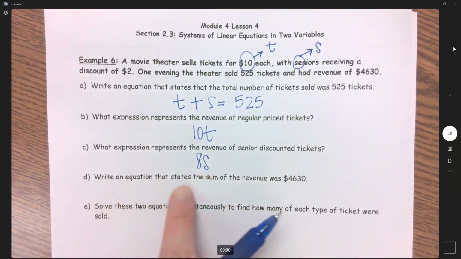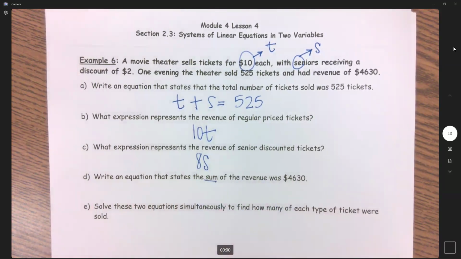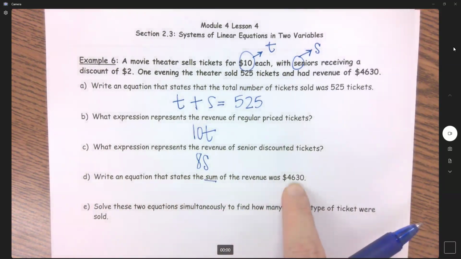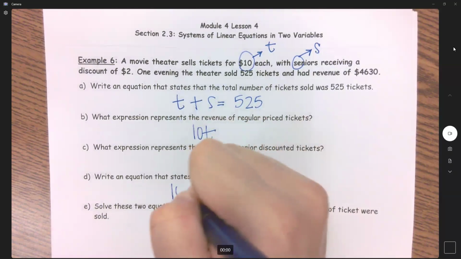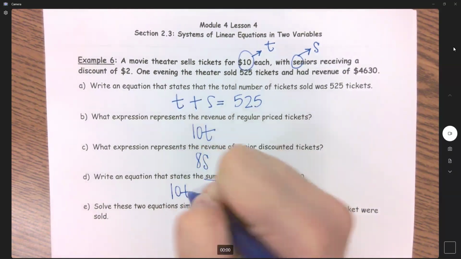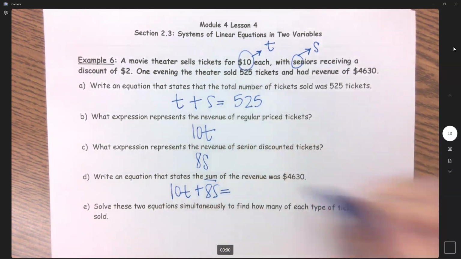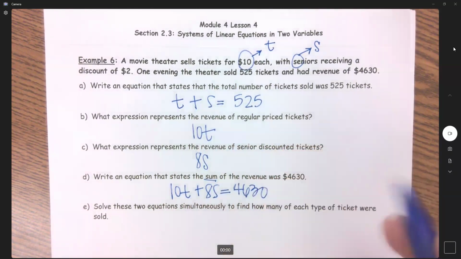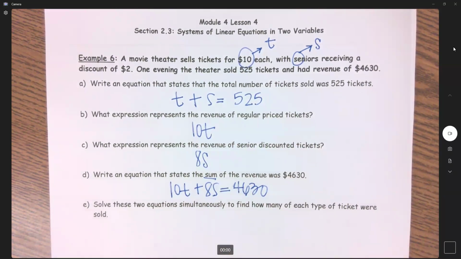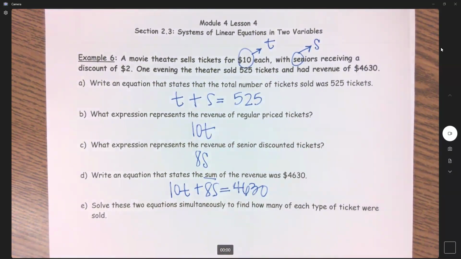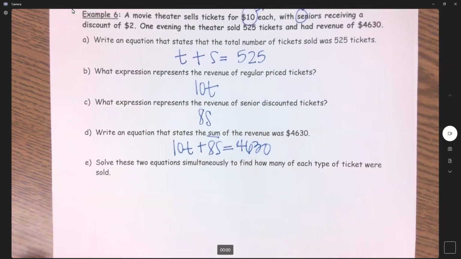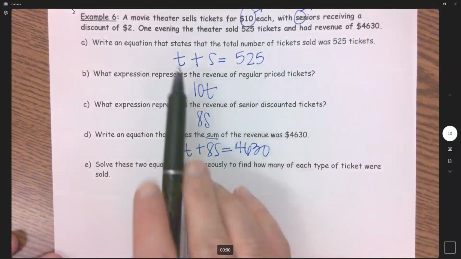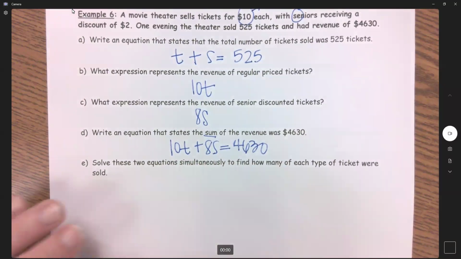So now we need to write the equation that states that the sum of the revenue was $4,630. Well, I know the revenue for my regular and the revenue for my senior. So if I add these two revenues up, it needs to equal the total amount of revenue I brought in for that night. Now part E wants us to solve these two equations to find out how many of each type of ticket were sold. So here is my first equation, here is my second equation.